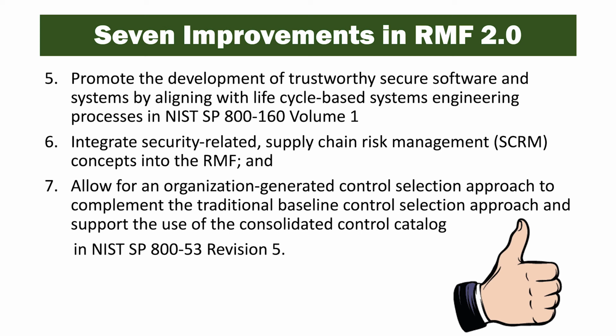It also allows for an organization-generated control selection approach to complement the traditional baseline control selection approach and support the use of the consolidated catalog, NIST Special Publication 800-53, Revision 5. And again, we've been talking about that a lot. And this is the ability for the organization to build its own control baselines, to build control baselines specific to the systems that it works with.